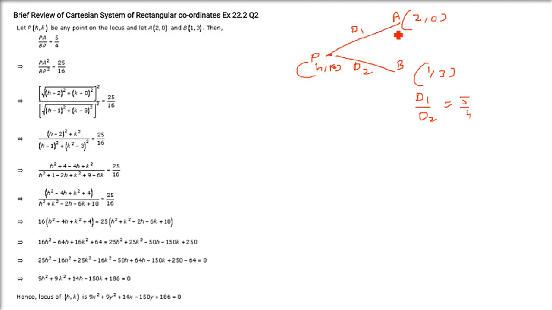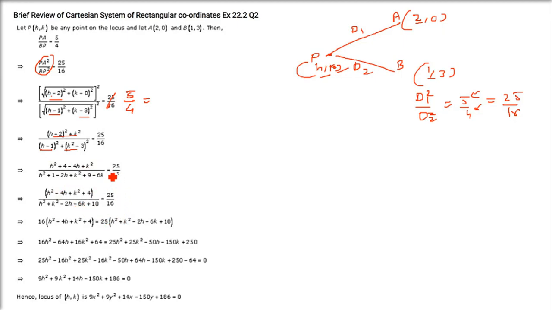So the distance formula we are going to apply. Square root of (h minus 2) whole square plus (k minus 0) whole square, the above one, and square root of (h minus 1) whole square plus (k minus 3) whole square, the below one. So this equals 5 by 4. Now you can just square both sides so that you remove the square root. When you square it, you are going to get (h minus 2) whole square plus k square by (h minus 1) whole square plus (k minus 3) whole square equals 25 by 16.